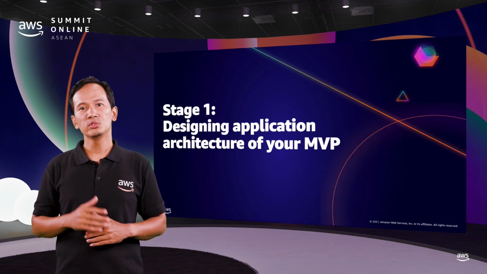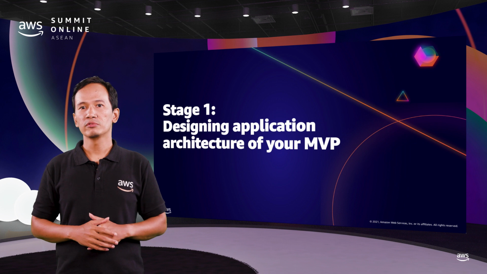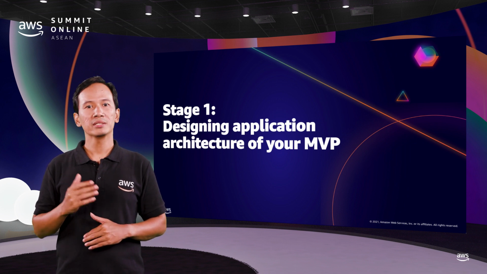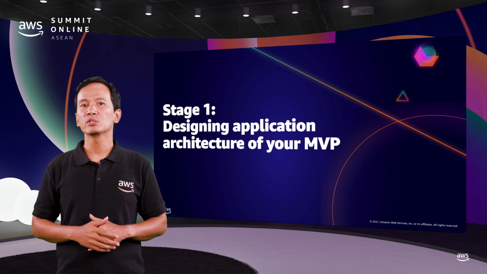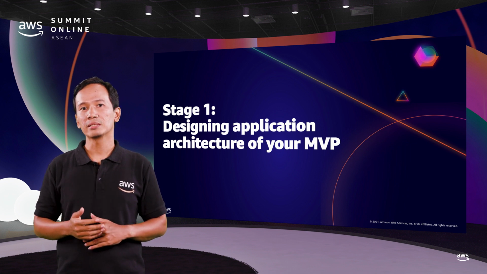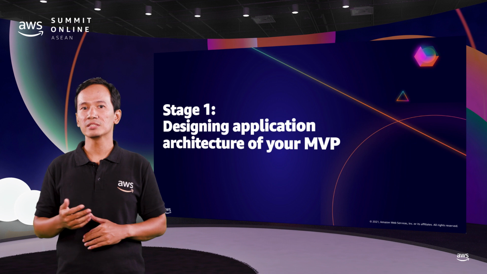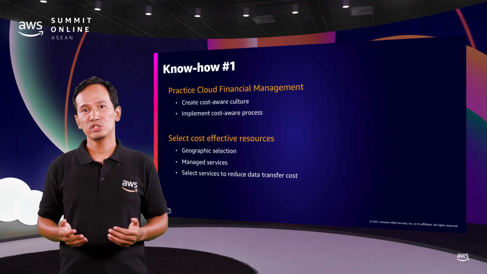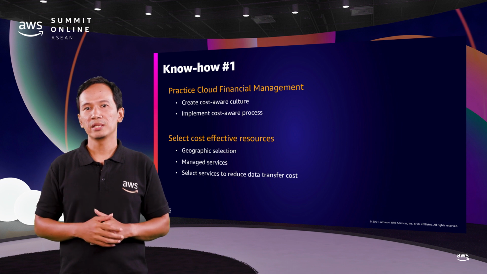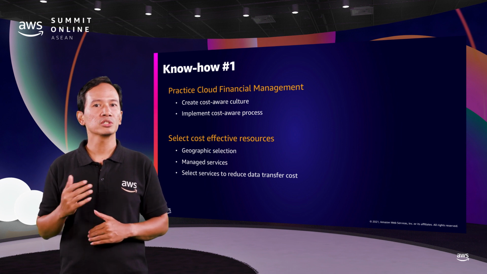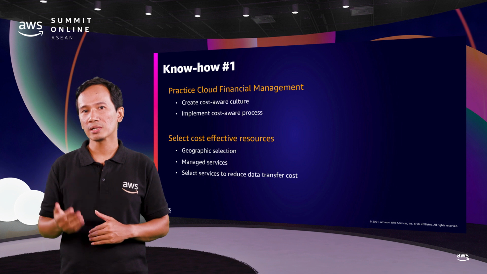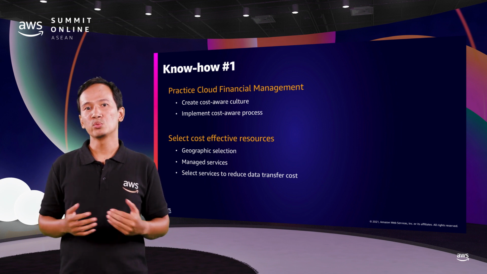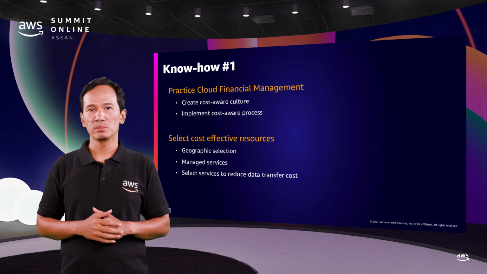Stage 1 is when you design the application architecture of your MVP or your greenfield application. In this stage, you might not yet be creating an AWS account, but you are focusing on architectural patterns and the technology or services that will be used for your MVP. In this stage, you need to practice cloud financial management. You can create programs across your organization to create a cost-aware culture and cost-aware processes. Establishing a partnership between finance and engineering is also important.